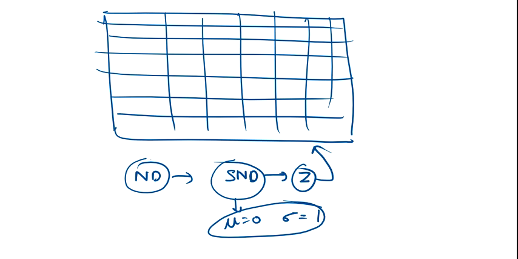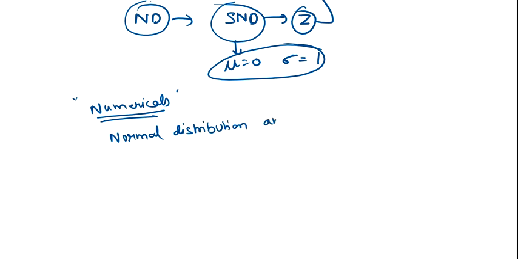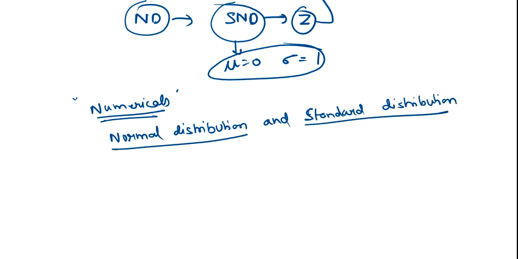Hopefully you are comfortable with the whole process, the way we have gone through this process of understanding the normal distribution. Okay, so we will add some numericals. We'll cover numericals in another lecture. Those numericals will be completely focused on normal distribution and standard normal distribution. Clear?